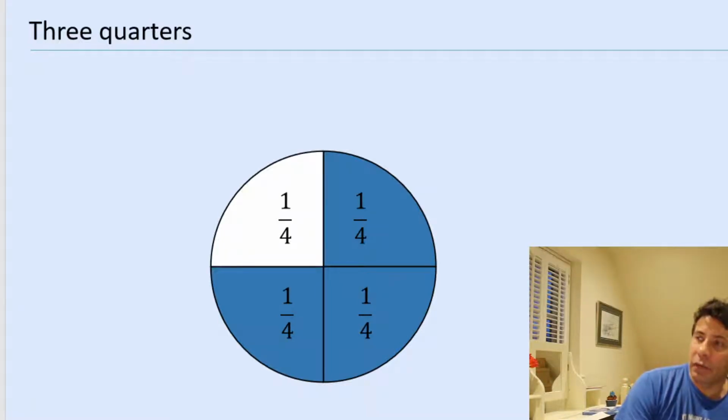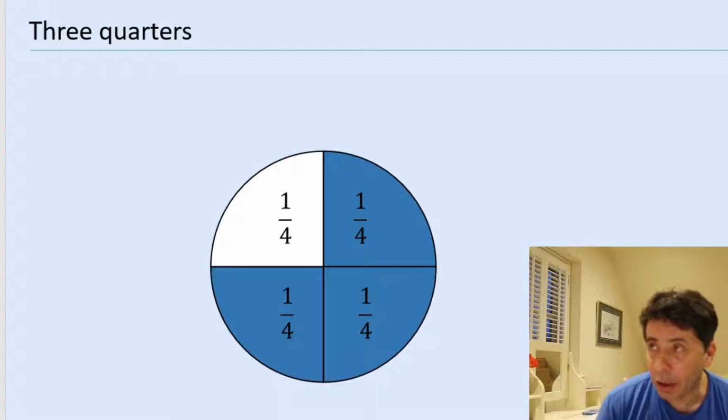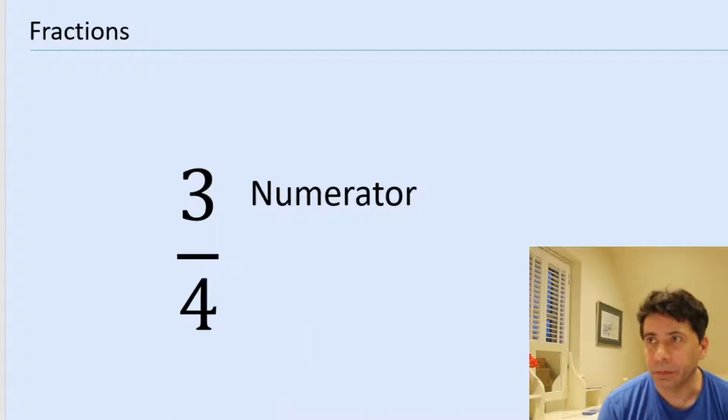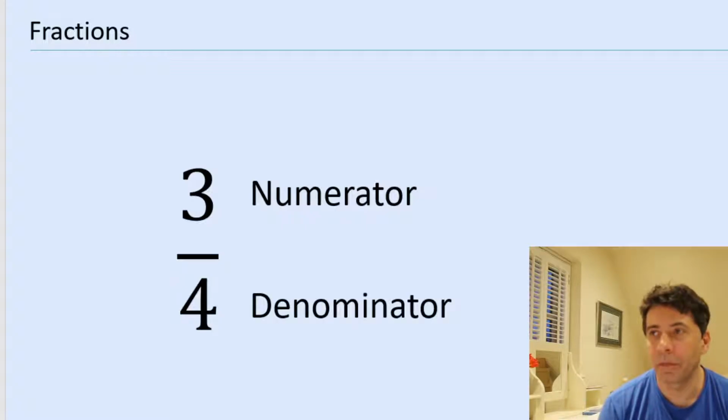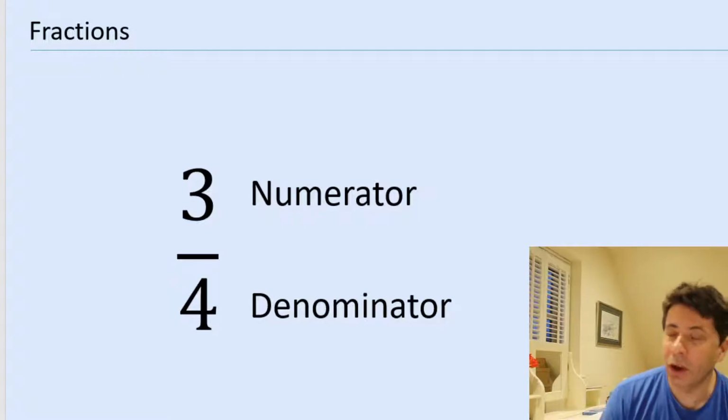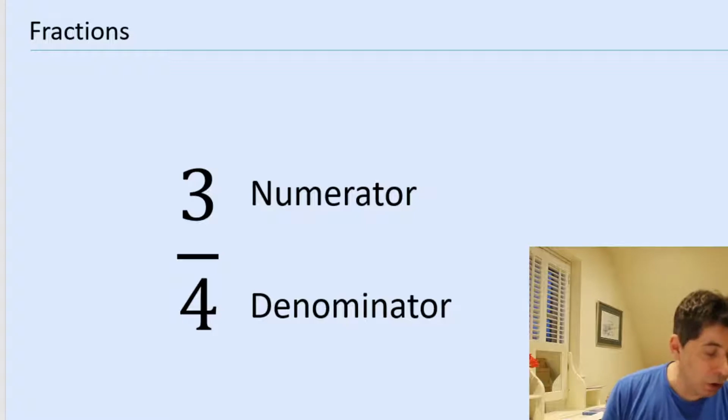We've broken a circle into 4 equal pieces. We're going to take 3 of them. That's 3/4. The number on top, the number 3, is called the numerator. The number on the bottom, the number 4, is called the denominator. So the denominator says, this is how many parts we're breaking the thing into, and then the numerator says, this is how many of them we're going to take.